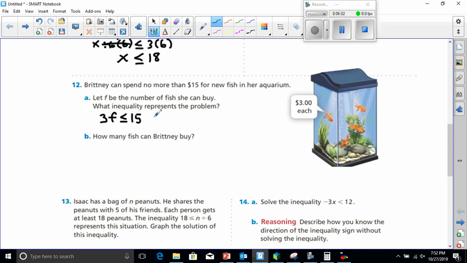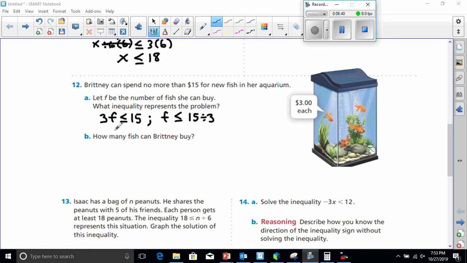Now, another way you could write this would be F is less than or equal to, I would say 15 times 3. Oh, I'm sorry, 15 divided by 3. My apologies. I would have had to divide 3 away from 3F, so I would have had to divide on this side as well.